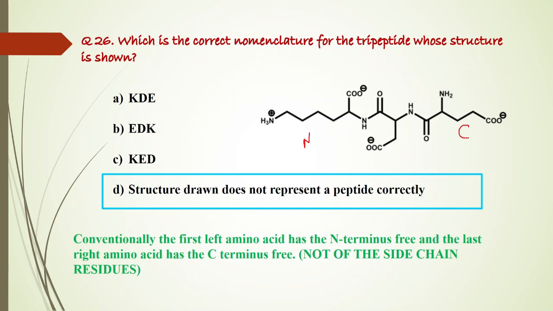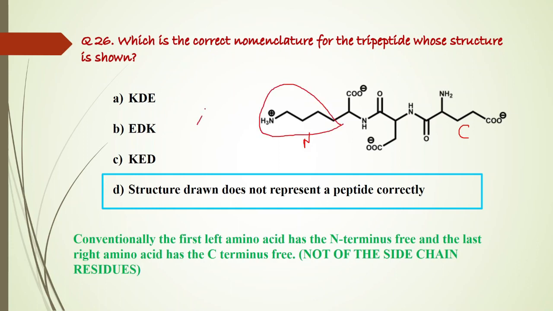Now, apparently it can seem to all of you that there is nothing wrong with the structure, because here is an N terminal and here is a C terminal. So then what is wrong with the structure? But if you look carefully, what is the very first structure that you are seeing? This is basically your lysine, okay? But this is the side chain. This is the R group.